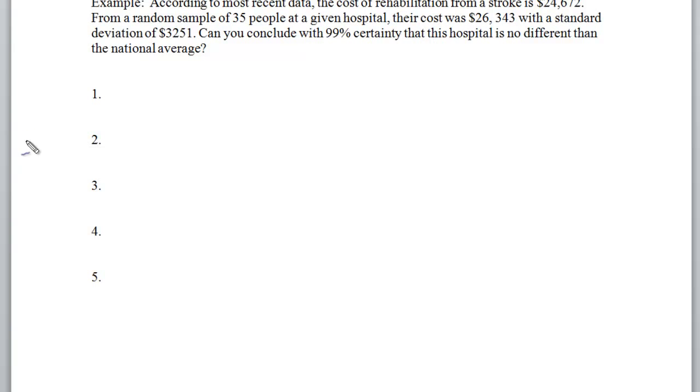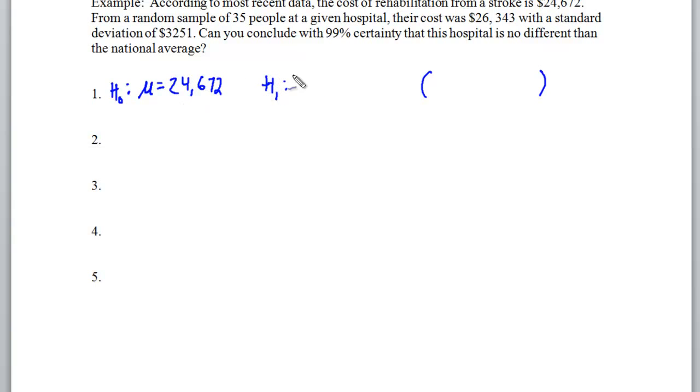Well, let's take a second and do our null hypothesis. And let's do our alternative hypothesis and see if this is a right tail, left tail, or two-tail problem. So pause the video and give it a try. Okay, unpause the video. The null hypothesis is that no, the hospital's cost is the average of $24,672.